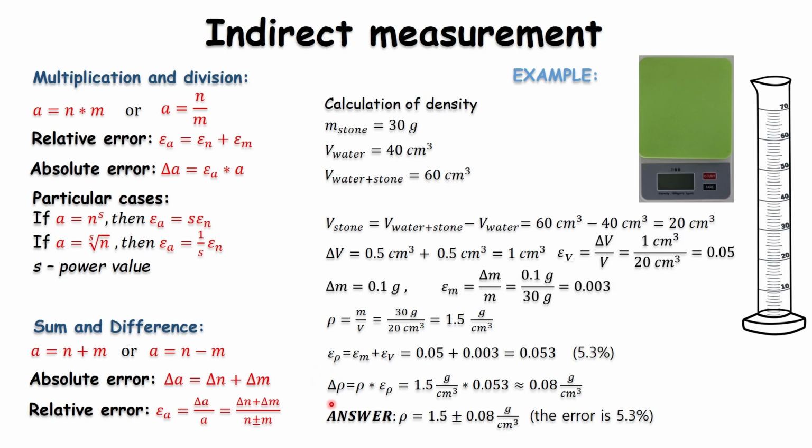Now we can calculate the absolute error of the density by this equation, and the answer is 0.08 gram per cubic centimeter. So this is the total answer as it should be written: the density equals 1.5 plus or minus 0.08 grams per cubic centimeter, and the error is 5.3%. So this is how these kinds of problems are supposed to be solved.